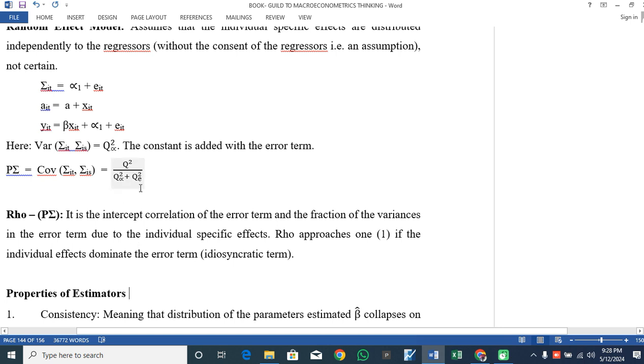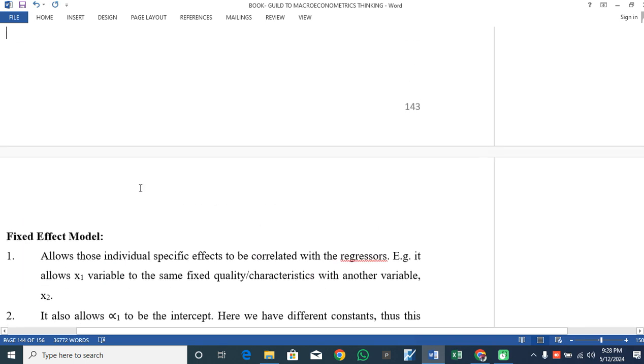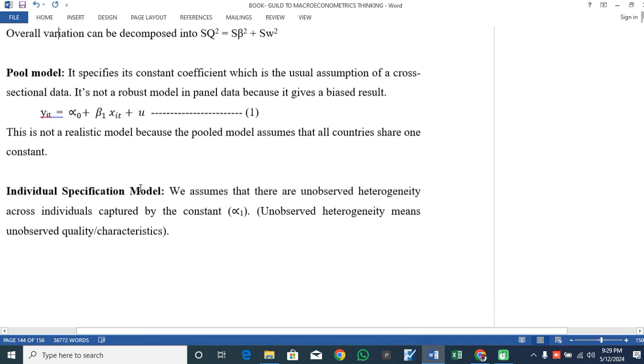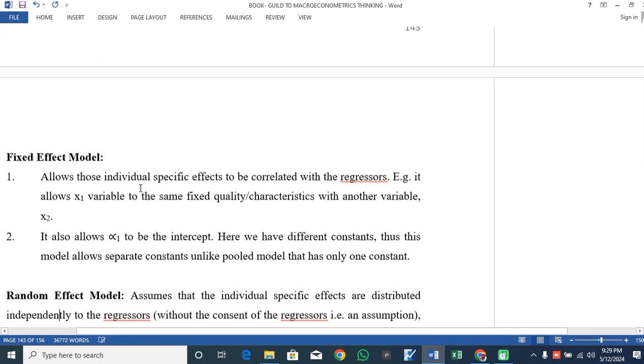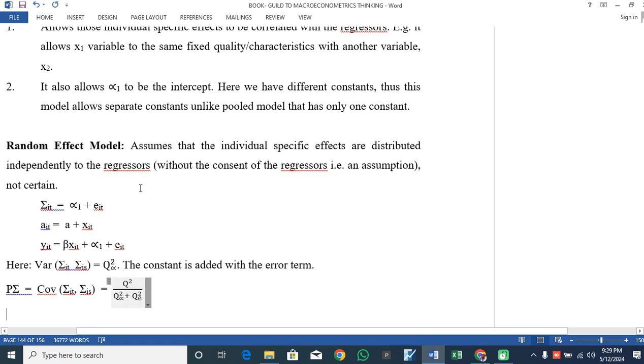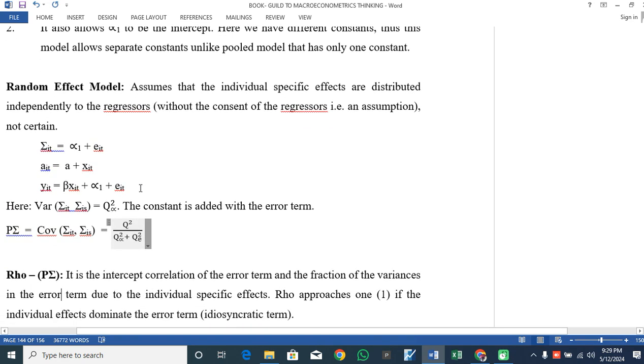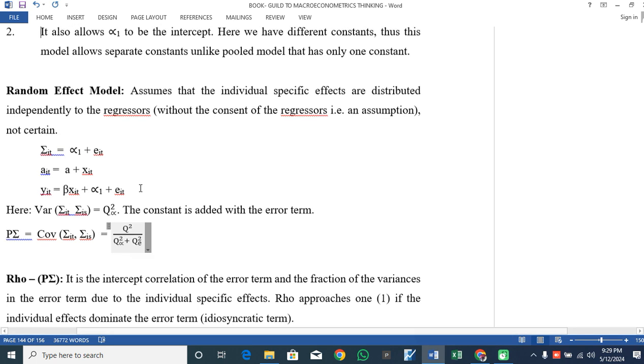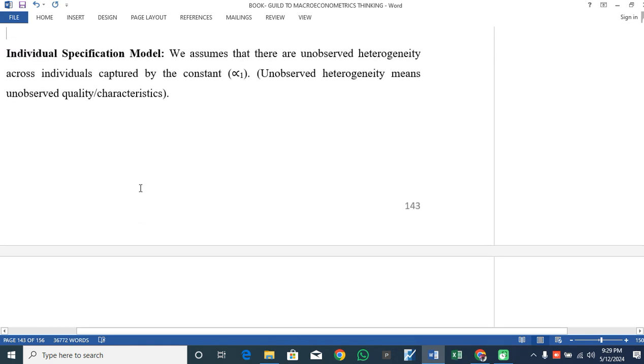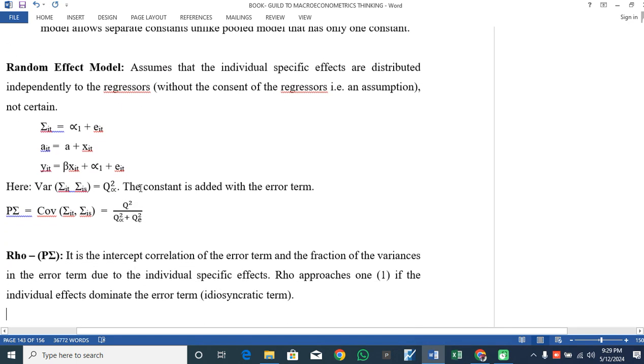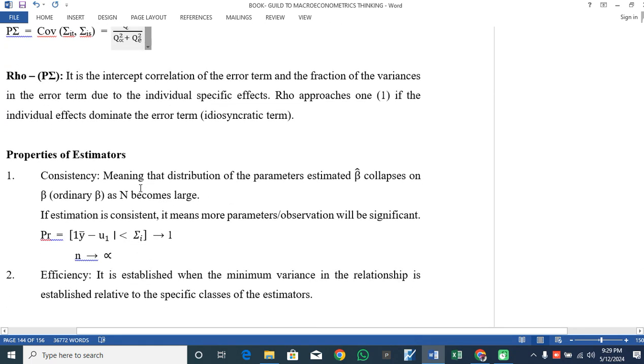So basically, the fixed effects and the random effects are critical estimation approaches in panel data econometrics, but they are both more robust than the pool model, because the pool model has some biases in it. The fixed and random effects are somehow better than the pool model. But deciding the appropriate model among the pool and the random effects, or among the fixed and the individual specific model, requires a knowledge of what is called the Hausman test.